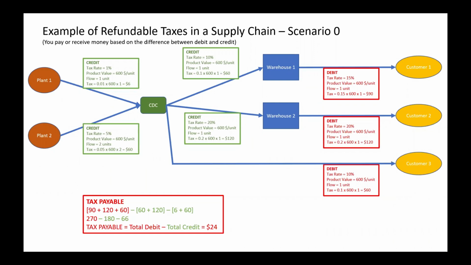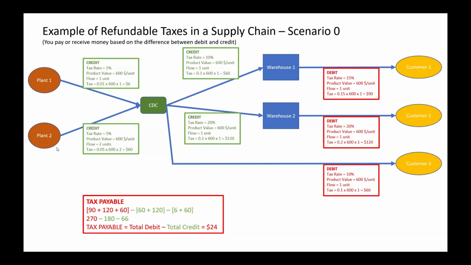Hello, in this tutorial, I will be showing you how you can model refundable taxes in the Network Design app. For such taxes, you can have three different scenarios. This is scenario 0, where you just pay or receive money based on the difference between the debit and the credit. In this example, there are two plants, a CDC, two warehouses, and finally three customers.